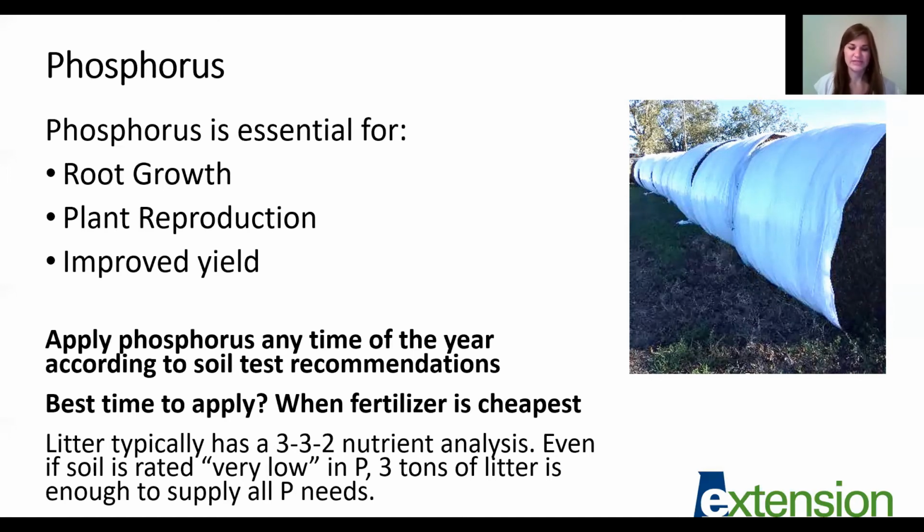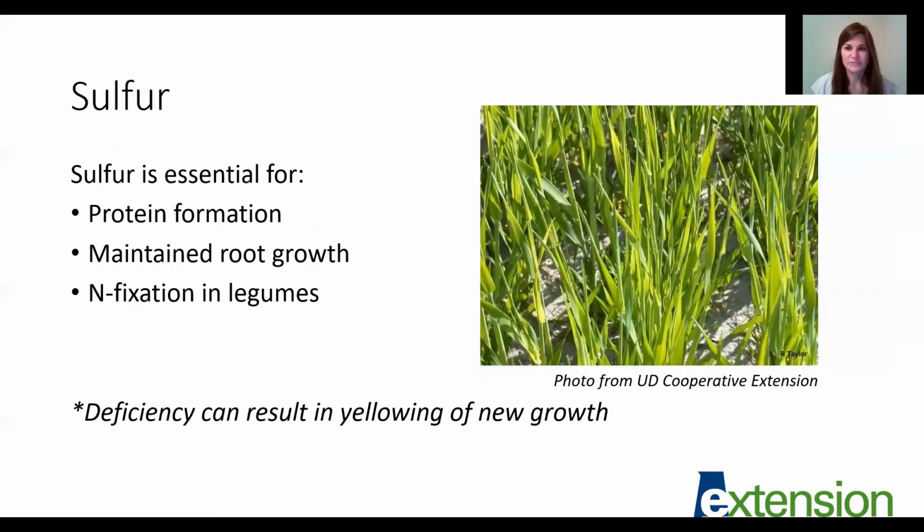So as long as best management practices are used to apply phosphorus, it really doesn't matter too much what time of year you're applying. Just as kind of a note that I added here, litter typically has a 3-3-2 nutrient analysis. So the most litter that would be recommended, even if a soil is rated very low, 3 tons of litter can supply all of those phosphorus needs. And so litter can be a good option for pasture and for hay systems to supply your phosphorus needs, as well as get some supplemental nitrogen and potassium in there as well.